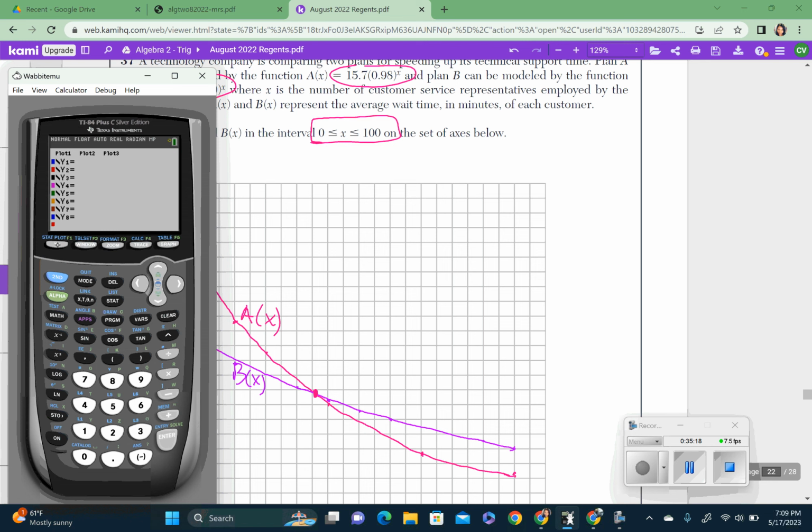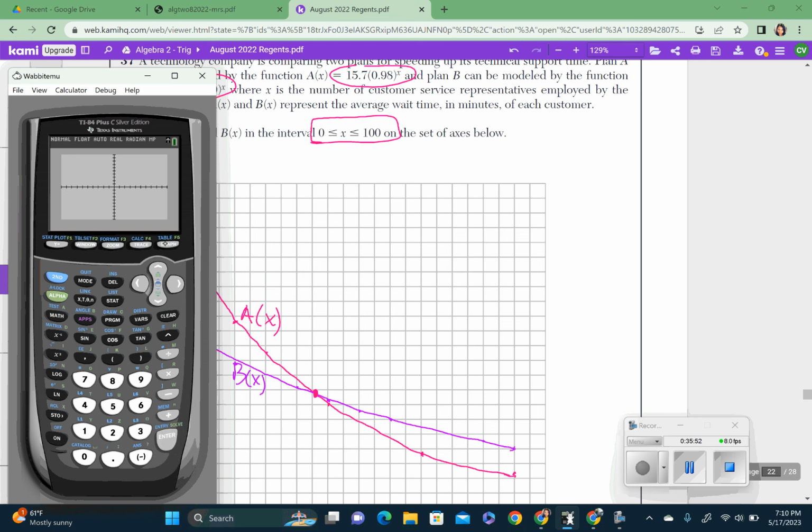So I'm going to go to y equals right here. And you see this right here, the 15.7. So I'm going to type that in, parentheses, 0.98, close parentheses, to the x. So now this is key. You see this? They wanted me to graph it from 0 to 100 because right now if I just hit graph, it's only going to go from negative 10 to 10. I don't even want that. I don't want any of this negative side. Look, I'm not even seeing anything.